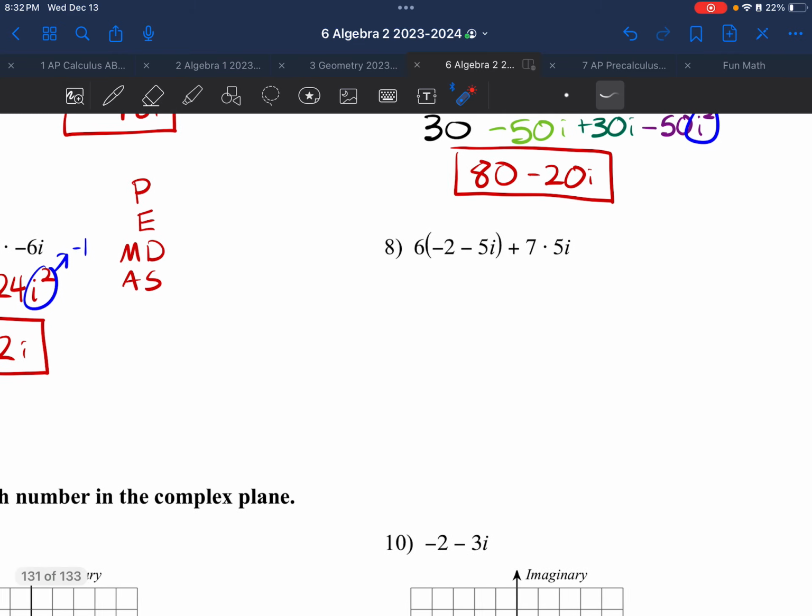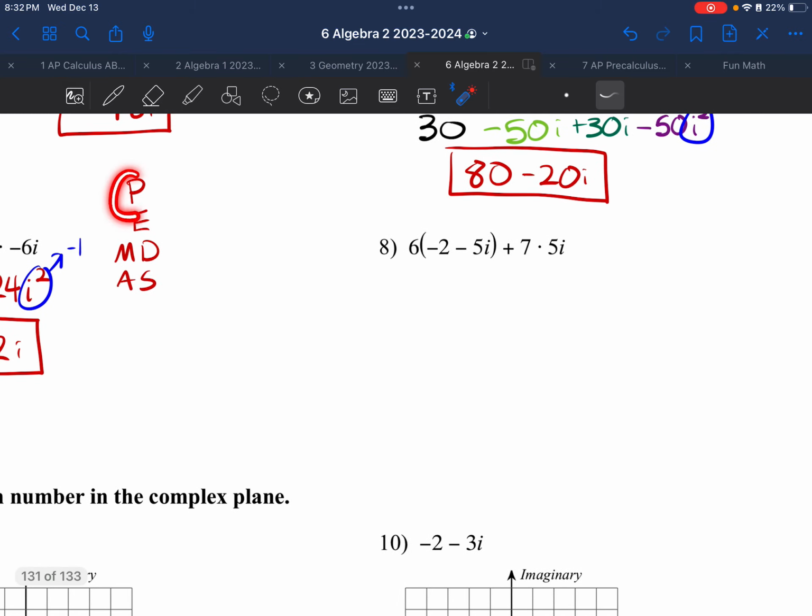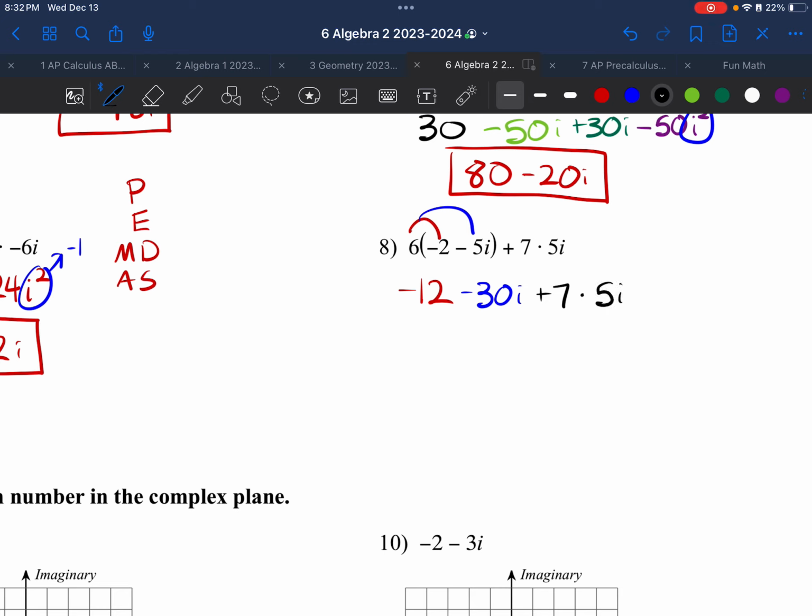Number 8 is again testing our order of operations. In this case, I do have some parentheses. I cannot combine the like terms inside the parentheses, so I'm forced to move on to exponents. There are no exponents. There is multiplication happening. This 6 is being multiplied by this quantity. I can distribute that and say 6 times negative 2 is a negative 12, and 6 times a negative 5i is a negative 30i. I'm going to rewrite the rest of the problem, plus 7 times 5i, and then I can add and subtract like terms.